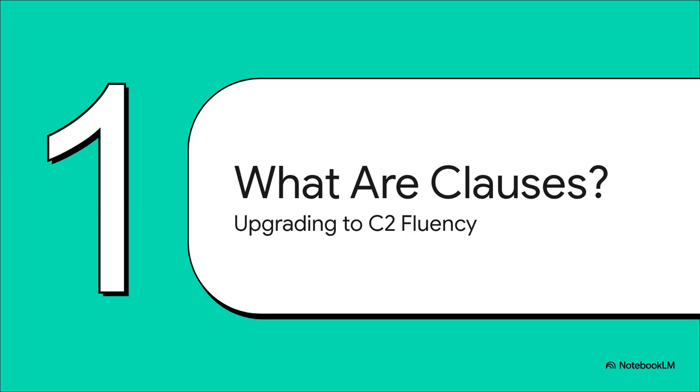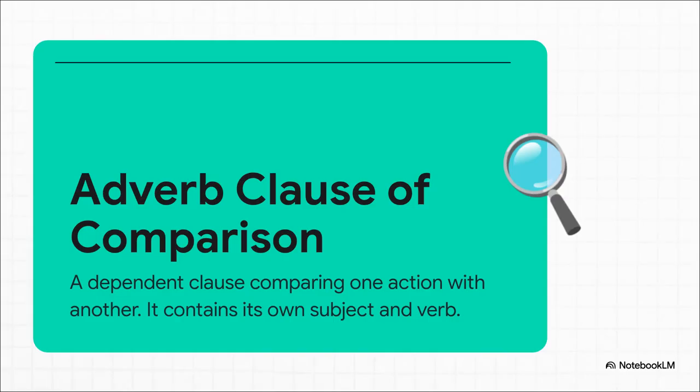Upgrading to C2 fluency. Okay, so what is the crucial difference here? Well, unlike simple phrases, these clauses actually bring their own subject and verb to the party to show how or to what extent things differ. They're dependent, meaning they obviously can't stand alone as a full sentence, but they attach themselves to a main clause to modify a verb, an adjective, or an adverb. Honestly, that addition of a subject and a verb is exactly what upgrades your sentence from a super basic comparison to a complex C2 level powerhouse.